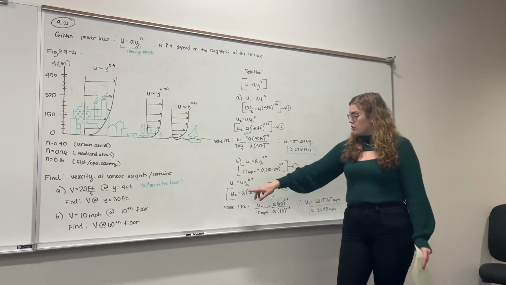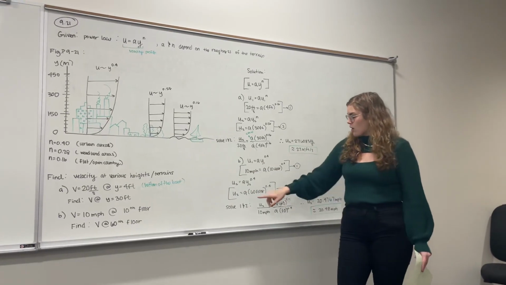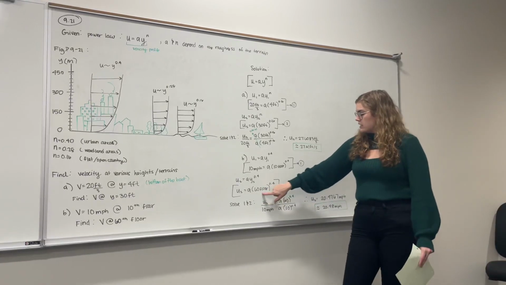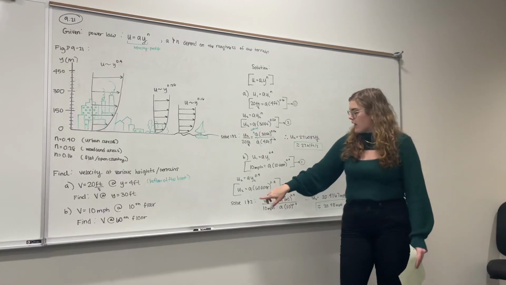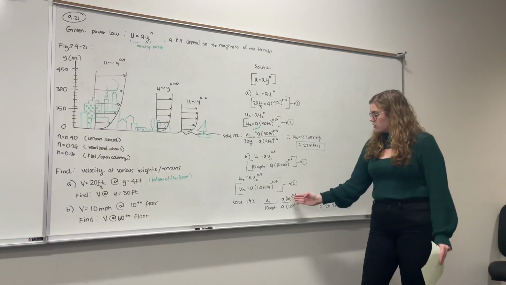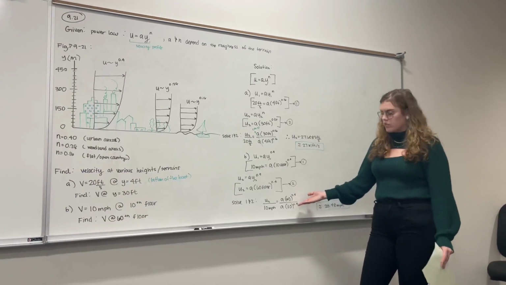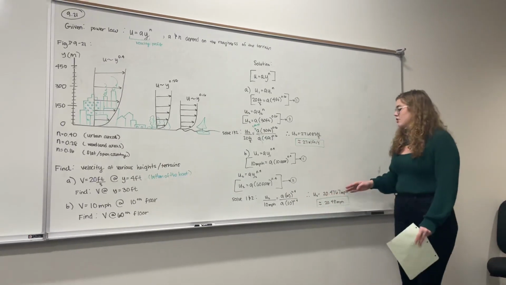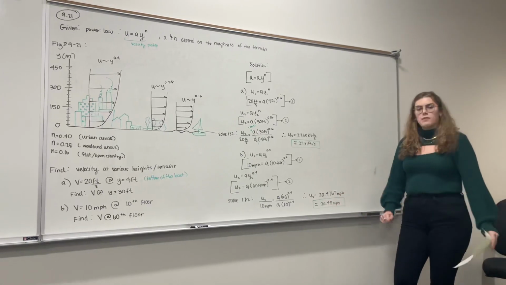Then for u2, looking at the velocity on the 60th floor, we have u2 equals a times 60 to the 0.4 power, and we go ahead and solve both of those equations. You'll see here how it doesn't really matter what the units are because they'll cancel. And we know that u2 equals 20.48 miles per hour.